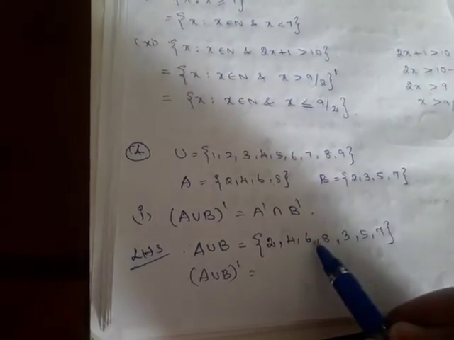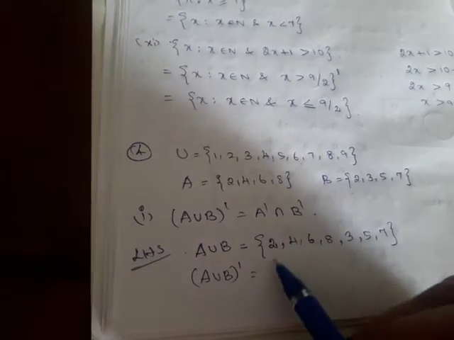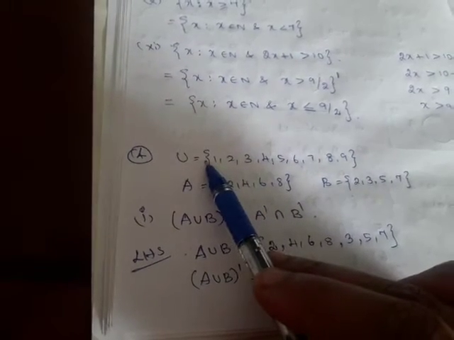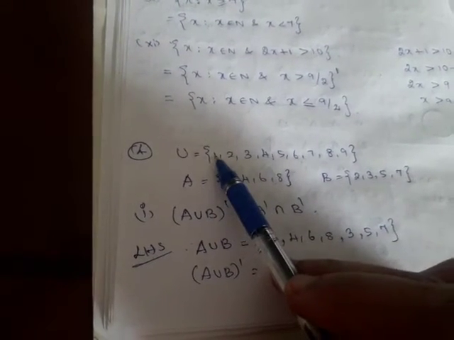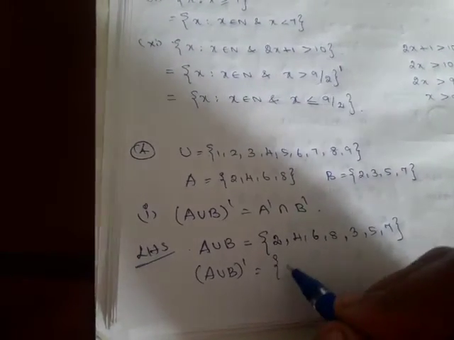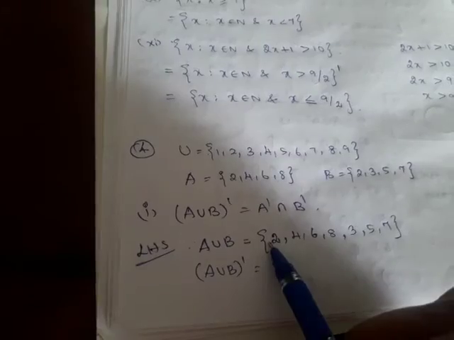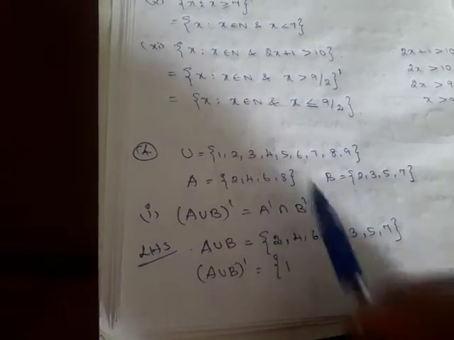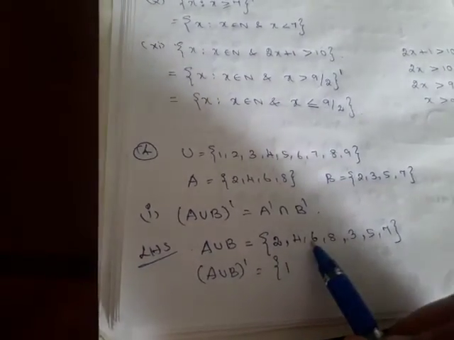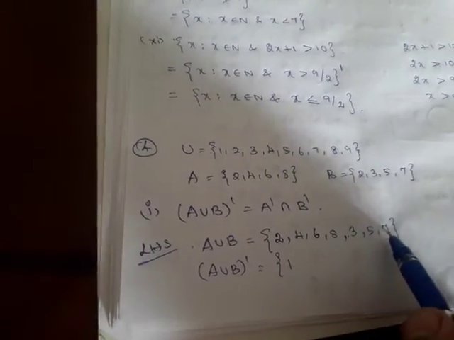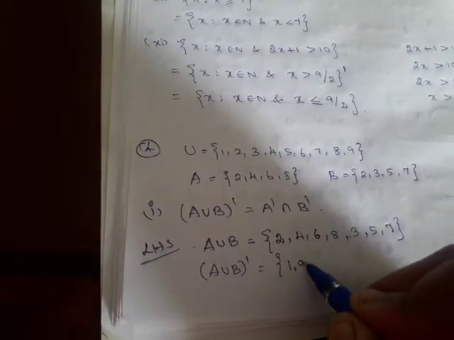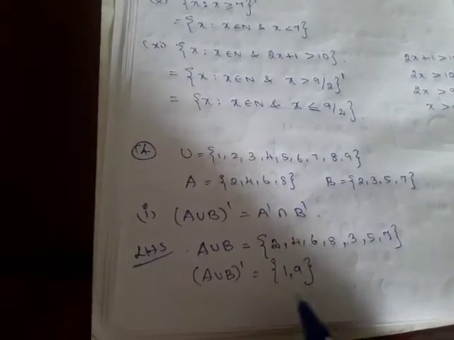Complement means what? Compare this set with the universal set and leave all the elements which are available in A union B and write the remaining elements of U, right? So first check 1. 1 is not there in A union B, so I should write 1. 2 is here. 3 is here. 4 is also there. 5 is also there. 6 is also there. 7 is there. 8 is there. 9 is not there. So A union B the whole dash is nothing but 1, 9.